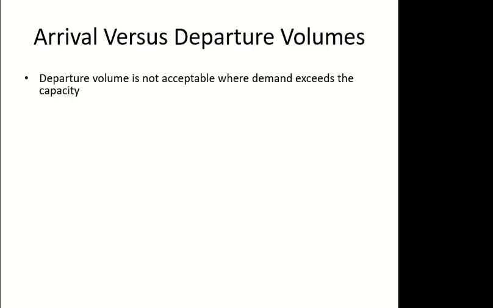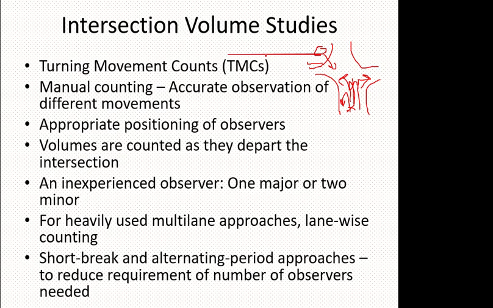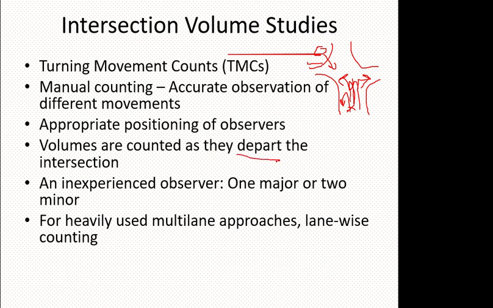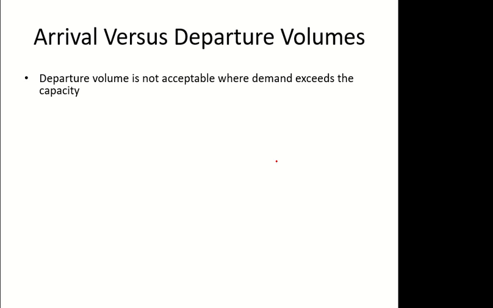Okay. Another thing is on intersections. What I mentioned earlier is we are counting departure volume, vehicles when they depart the intersection, meaning crossing the stop line or reaching the other side. This is the normal pattern. This is easy to manage even manually, because you are just looking at vehicles when they cross a certain point.